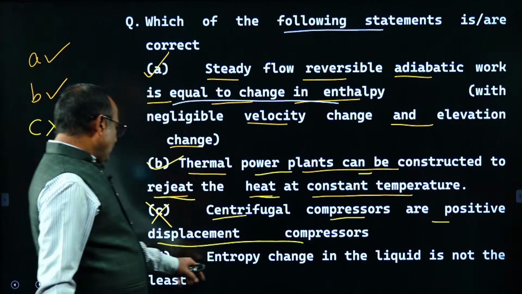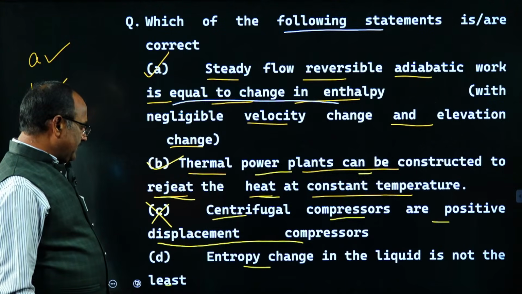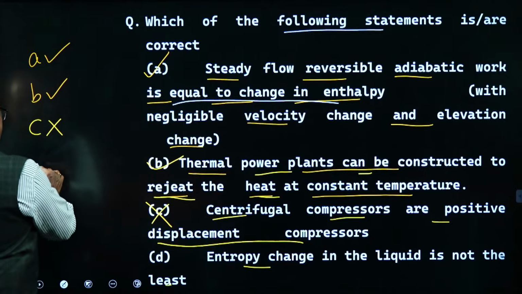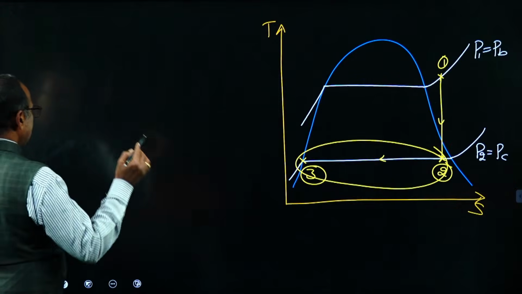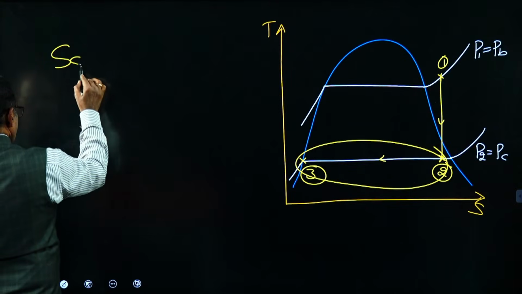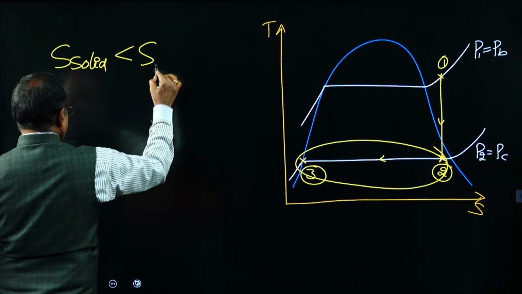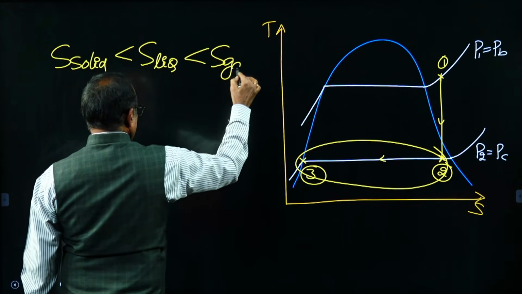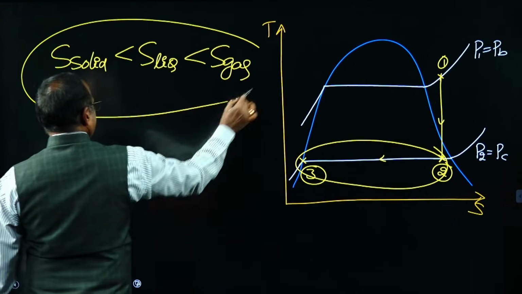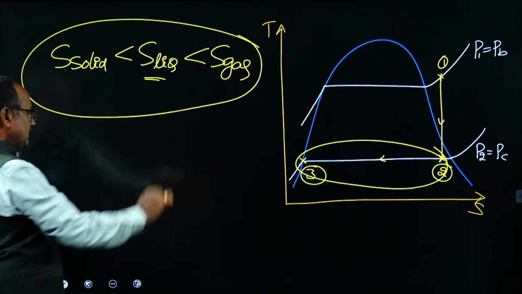Next, D. Entropy change in the liquid is not the least. Absolutely correct. If you look at the entropy for different materials, entropy maintained by the solid is very less compared to entropy maintained by the liquid, which is less compared to entropy maintained by the gas. So, this is the entropy relation for different materials. Solid is maintaining the least entropy, liquid is not maintaining the least entropy. That is what is given.